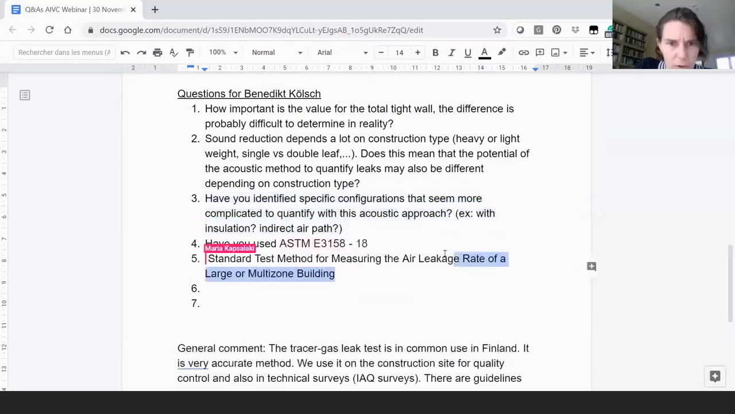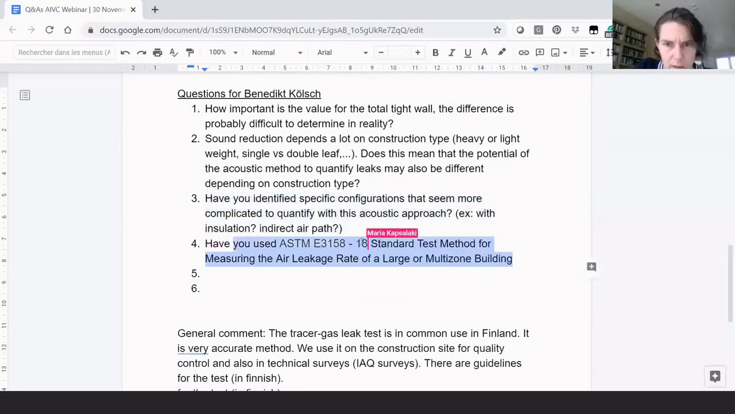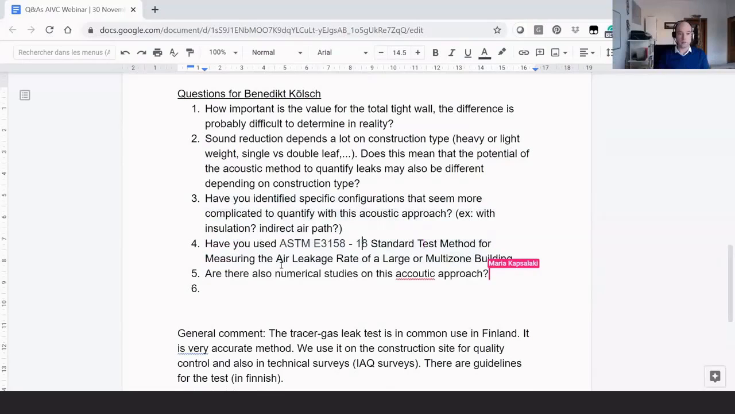Okay, we have another question. Have you used the ASTM E3158-18 standard test method for measuring the air leakage rate of a large or multi-zone building? No, I haven't used this one. Do you use an ISO reference? Yes, it's for the air tightness measurements. I use the ASTM load or measurement standard and the ISO standard.